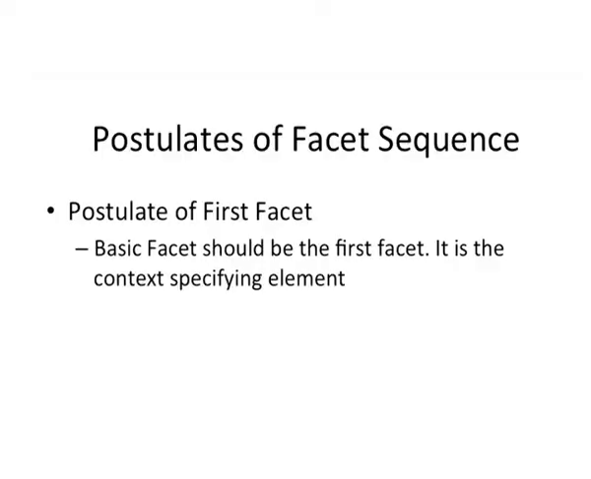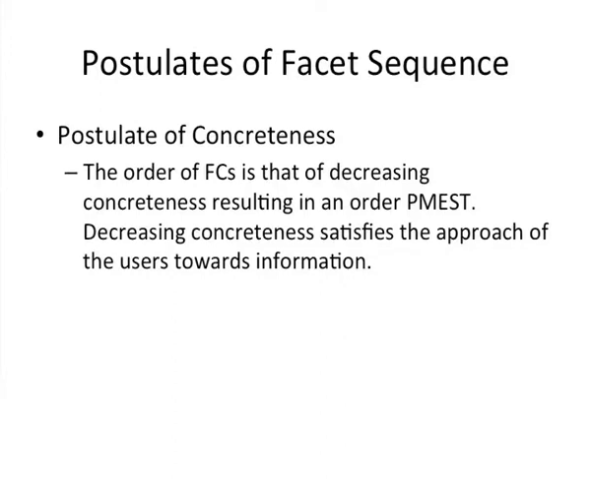Now, we have identified the different facets in a subject. Now, what is the sequence of these facets? For that, he has given postulates of facet sequence, wherein he says that the basic facet is the first facet and the isolate facets are the facets that follow the first facet. And what is the order of these isolate facets? He says the order is given by the postulate of concreteness. He says that these are placed in order of decreasing concreteness.